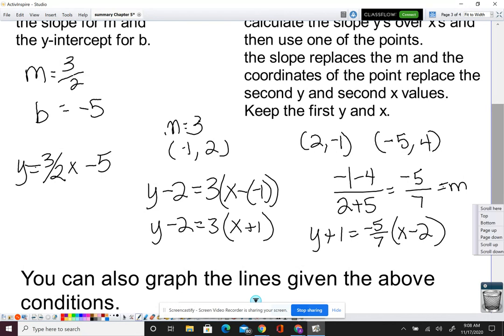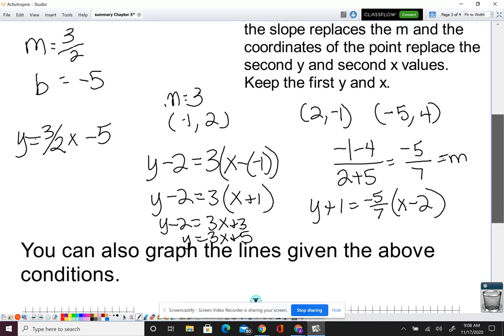If they say they want it in both point slope and y-intercept, I'm going to go back to this one because it's easier. We don't have the fractions. I'm going to distribute out the 3, add the 2 to both sides, and now I have it in slope-intercept form.